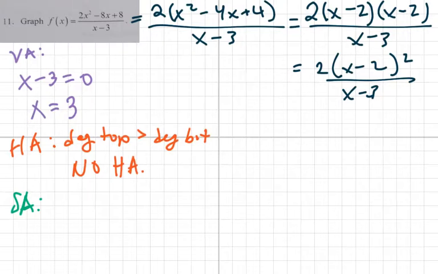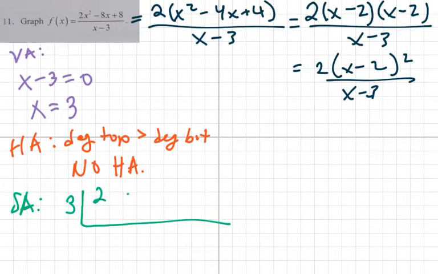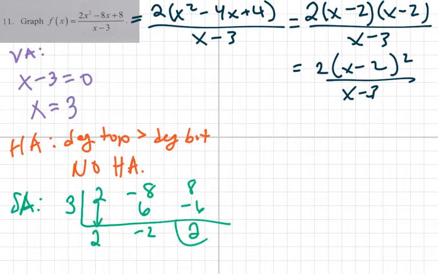To find that, I'm going to do some synthetic division. So my x minus c is x minus 3. That's what I'm dividing by. So I end up having a 3 on the outside and 2, negative 8, positive 8. Bring this down, I get 2. 3 times 2 is 6. Negative 8 plus 6 is negative 2. 3 times negative 2 is negative 6. And 8 minus 6 is 2. So that is our remainder.